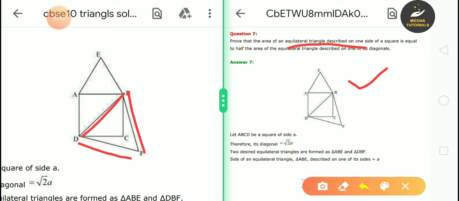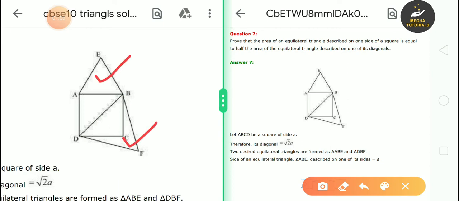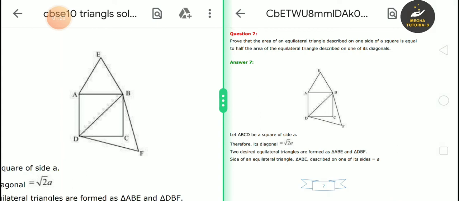Okay, so we have to prove that the area of this triangle upon the area of this triangle is equal to 1/2. Please see the statement again. The area of an equilateral triangle described on one side of a square is equal to half the area of the equilateral triangle described on one side of its diagonal. So let's start with the solution. The solution will be on the right side and the diagram will be on the left side.